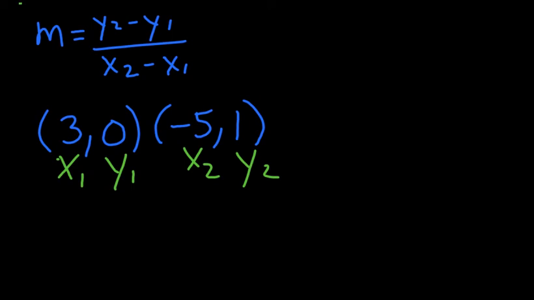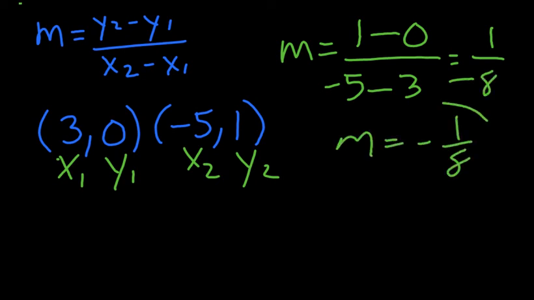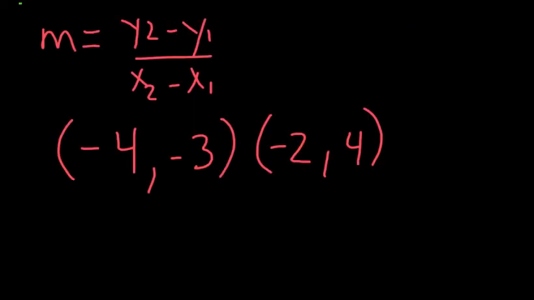So m equals y2, which is 1, minus y1, which is 0, over x2, which is negative 5, minus 3, which is x1. Then I'm going to do the math. 1 minus 0, well, that's 1. Negative 5 minus 3, that's negative 8. So m equals negative 1/8. That's our slope. Easy.